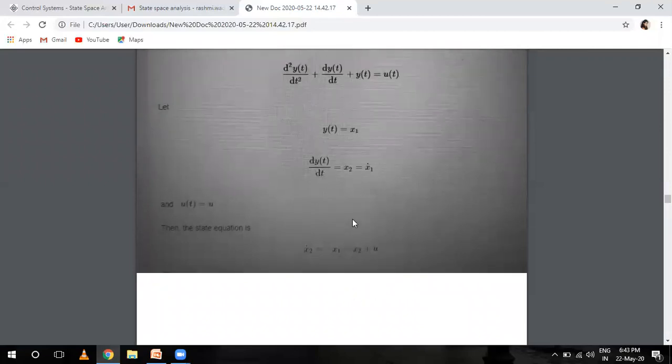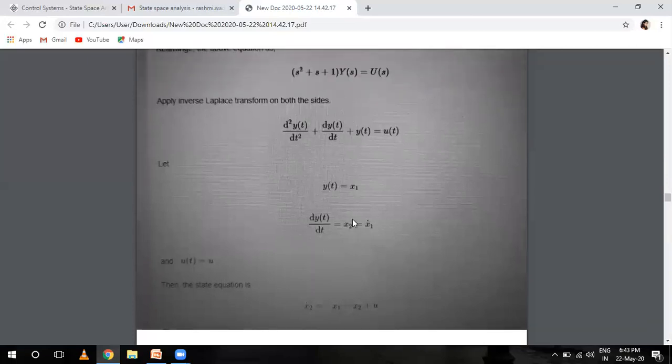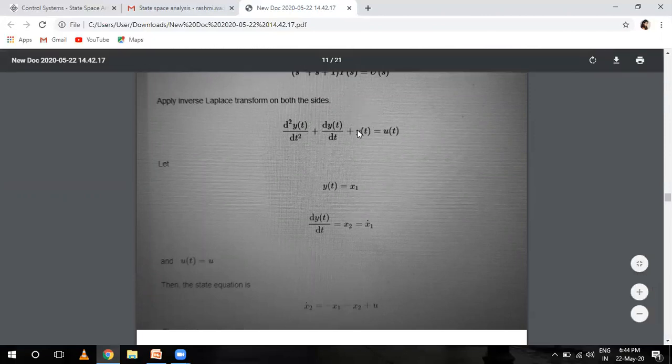कैसे आ जाएगा, आपने राइट साइड ले गए इक्वेशन को, that is minus x1 minus x2. आपने y(t) की जगह रखो x1, इसकी जगह x2, तो इसको इधर ले गए, और इसकी जगह है x2 dot, तो x2 dot as it is रखा, इसको इधर ले गए तो माइनस हो गया, इसको इधर ले गए तो माइनस हो गया, तो x2 dot is equal to minus x1 minus x2 plus u, this is the state equation.